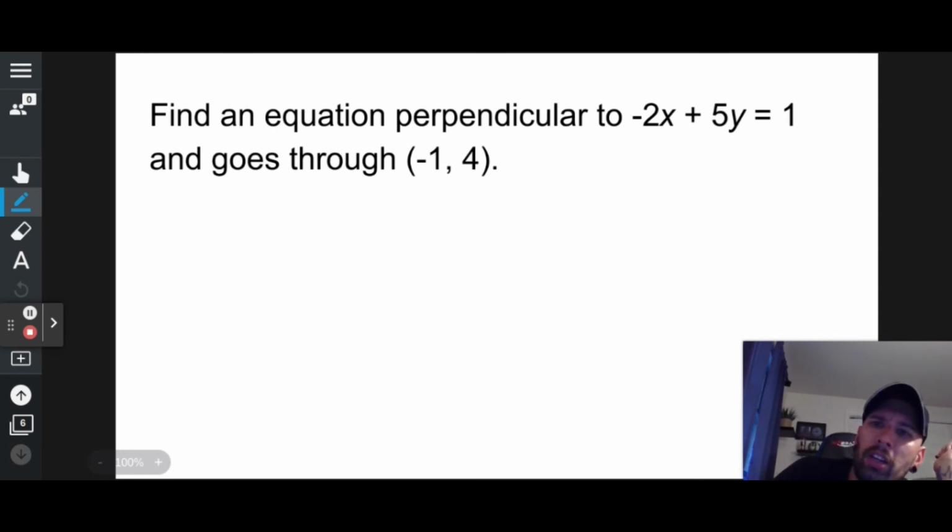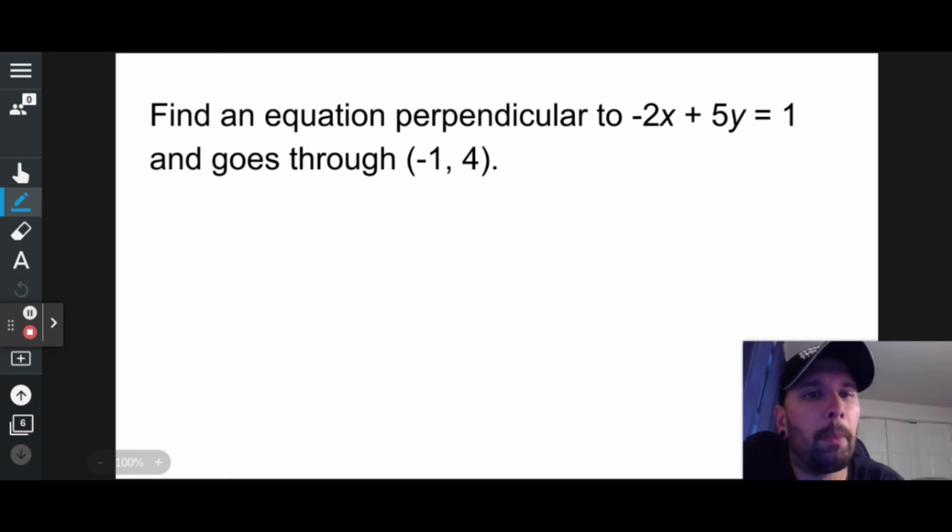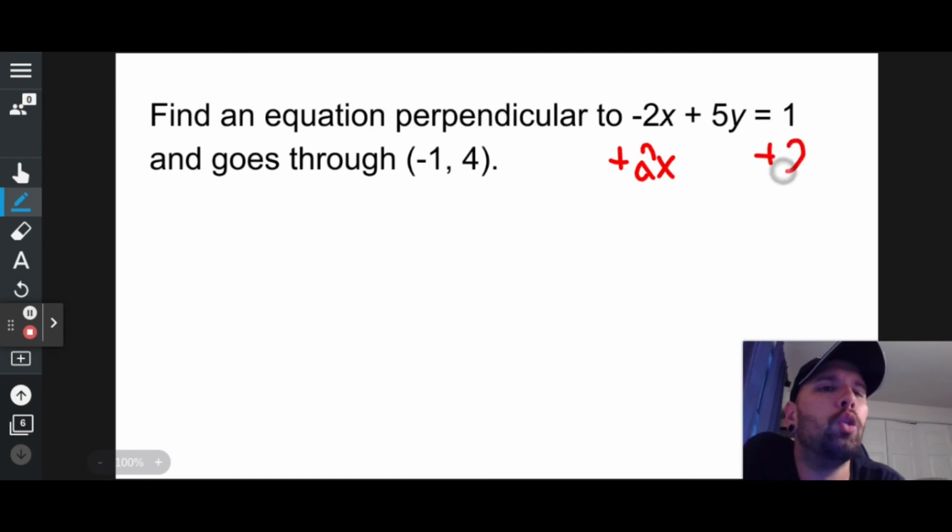Now what I need to do is I need to find an equation perpendicular to that guy right there in standard form. But it also needs to go through negative 1, 4. I'm not given the slope right away. So what I'm going to do is I'm going to take that guy and solve it for y. Why am I going to do that? Well, if I get y all by itself, then the number in front of x is my slope. So I'm going to add 2x to both sides.